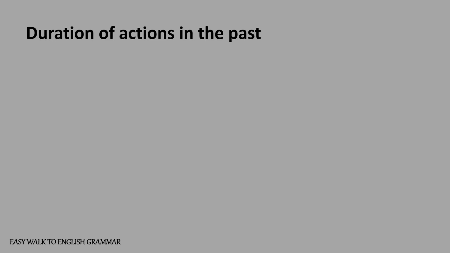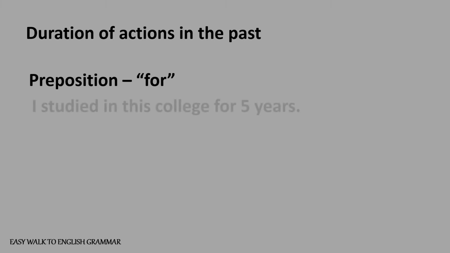But of course, we can use the simple past tense to indicate the duration of actions in the past, the time taken by an action in the past. For that purpose, we can use the simple past tense. With the help of the preposition for, we can use the simple past tense to indicate or to refer to the duration of past actions. Let's go for some examples.